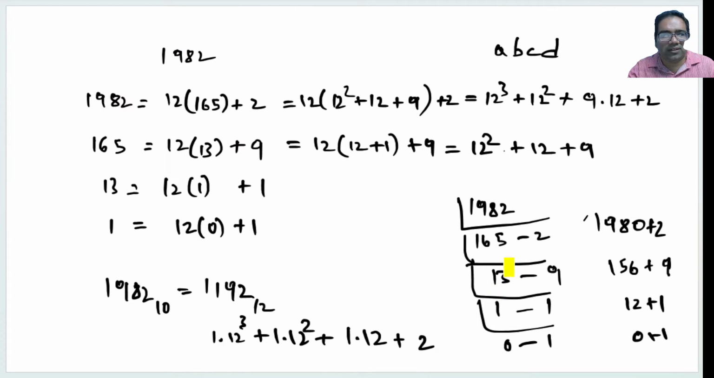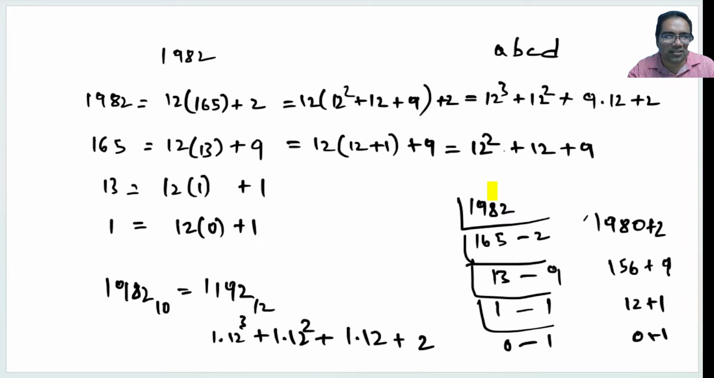So 1982 is 12 times 165 plus a remainder. We write 165, then the remainder. Then in 165, how many times will 12 go? 13 times, 12 times 13 is 156, and the remainder is 9. Again in 13, how many times will 12 go? Once, and the remainder is 1, 13 minus 12. And again in this 1, 12 will go 0 times, leaving a remainder of 1. So 1, 1, 9, 2. This is the base 12 notation of the regular number 1982.